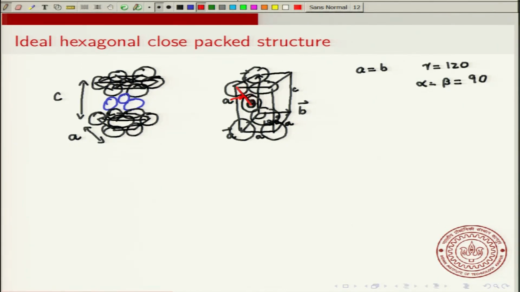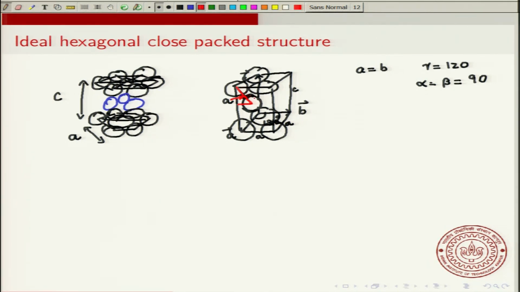Okay. So, this is from this corner to the center of this atom. So, that distance should also be A. And it turns out that you immediately have a relation. Now you know that this is related to C in this way. And so you will get a relation between C and A. Now, let us work out that relation.